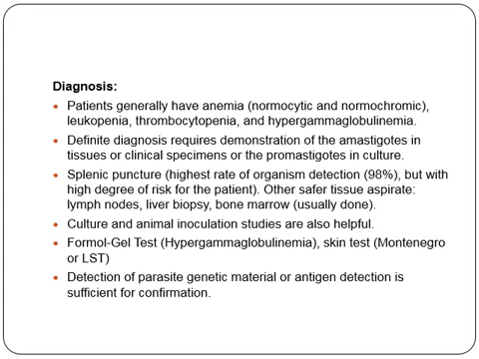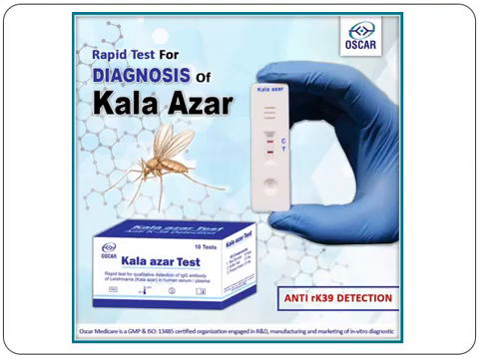Detection of the parasite genetic material or antigen by PCR, and immune tests like ELISA, indirect hemagglutination, and indirect fluorescent antibody tests are useful and sufficient for confirmation of the disease. This is a picture showing an example of the rapid tests which can be done as a field survey for detection of kala-azar. It is important in the endemic areas.